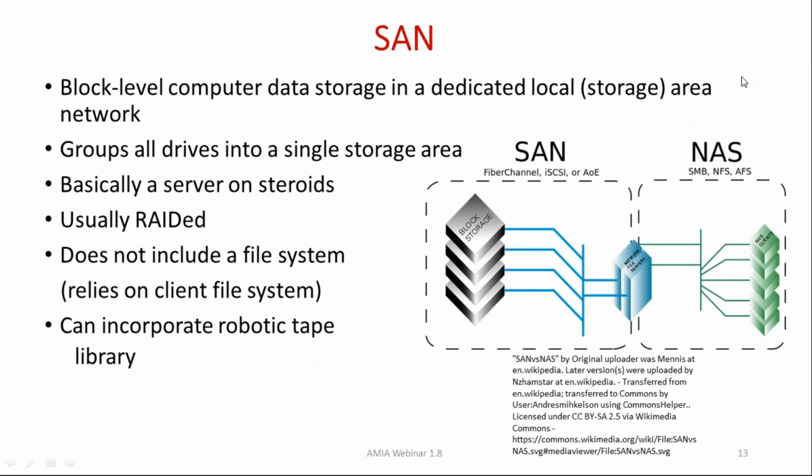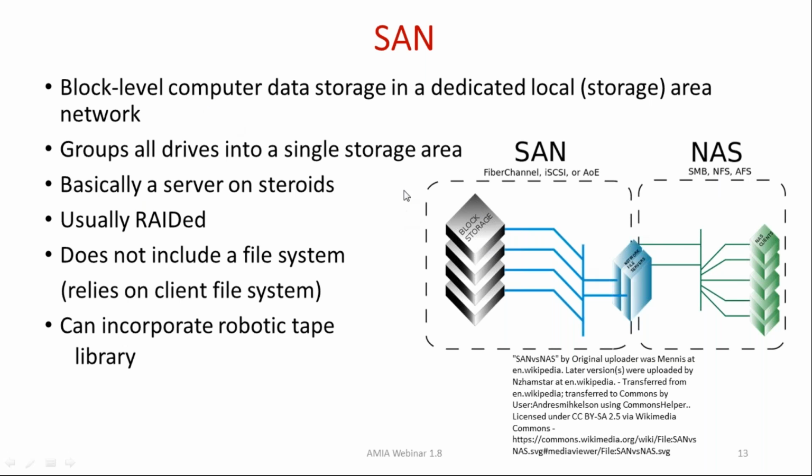SAN, which is Storage Area Network, means it's a network that has storage. So an example is shown here of the difference between the two. Here we have our network and file servers. Here we have block level storage for the SAN, which is what it has. And over here for the NAS, we have different file systems, NFS or AFS or SMB.